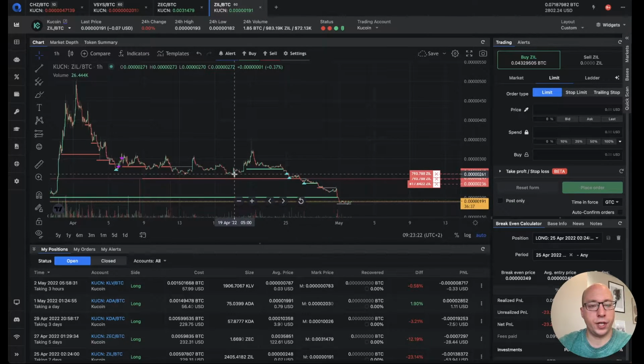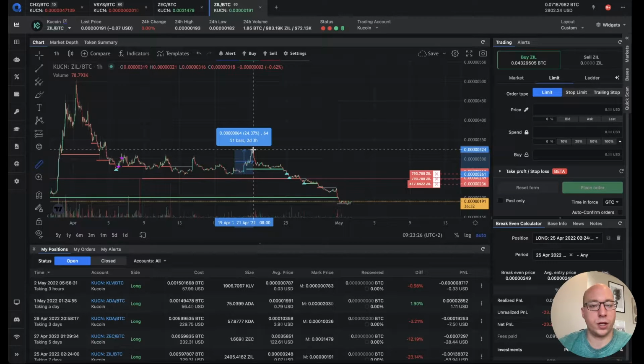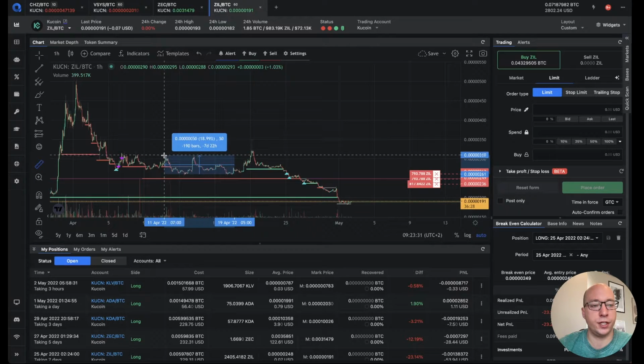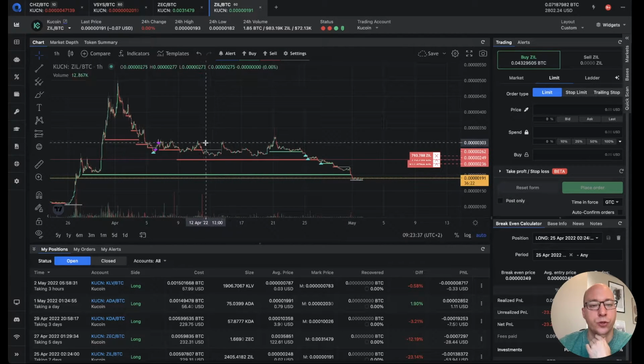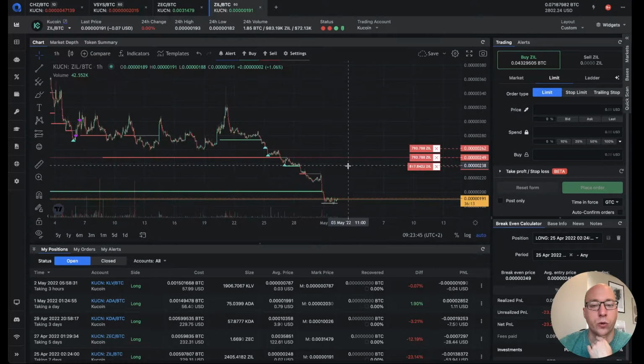So if you can see here, during this consolidation phase, there were swings of 24, 16, 17%. So those will be good to get into. What you can do is try to sell at those peaks and then buy back at the bottom after like a 10% difference, just to make sure that we can lower that break-even point.